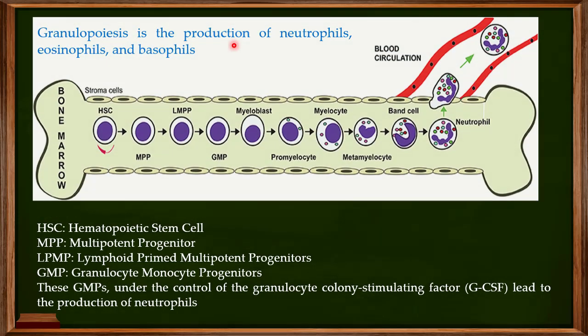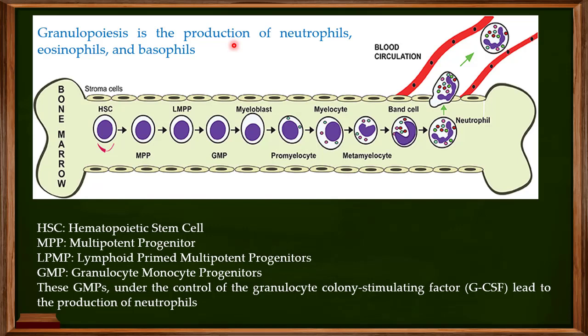Now, if you look at the life cycle, or if you talk about the production cycle of the neutrophils, the process actually starts with the hematopoietic stem cells. So this HSC would be the hematopoietic stem cells. Now, these hematopoietic stem cells give rise to all of the cells of the blood. I have a detailed video on that, and I'll share the link in the description if you are interested in the types of cells that are produced from the HSC.